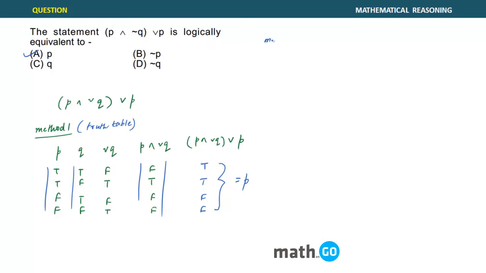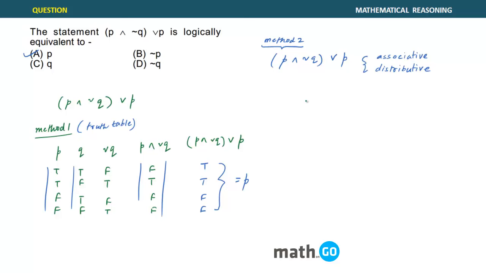So let us first of all try a method where we can simplify this. So method 2, right, where we'll be using De Morgan's law. So it says P and Q, negation Q, and it will be OR with P. So now we know that these laws are also associative and distributive. They are associative, and at the same time they are distributive also. So what do I mean by this? I'll just show you. Just remember this.